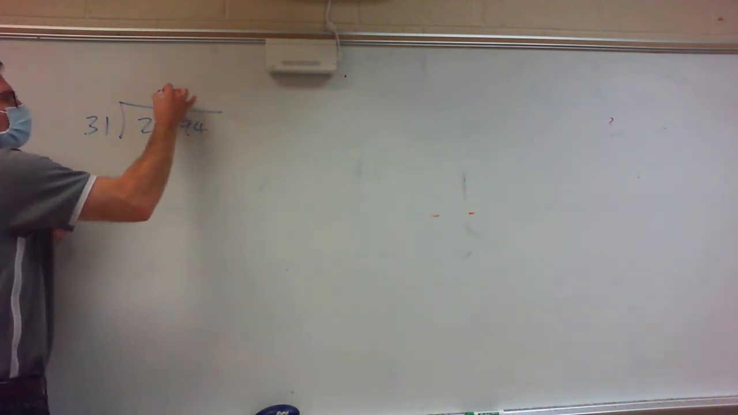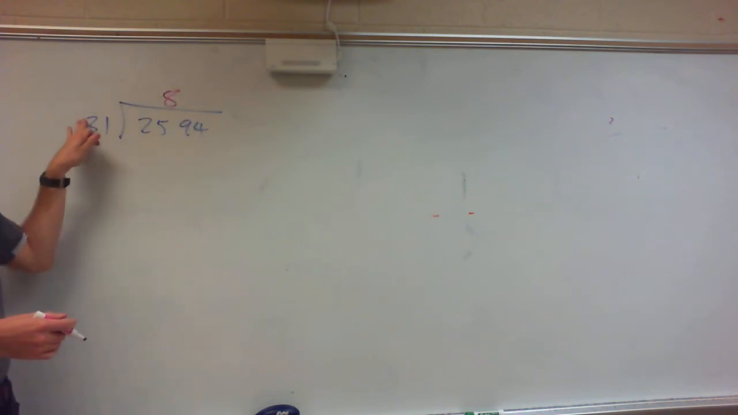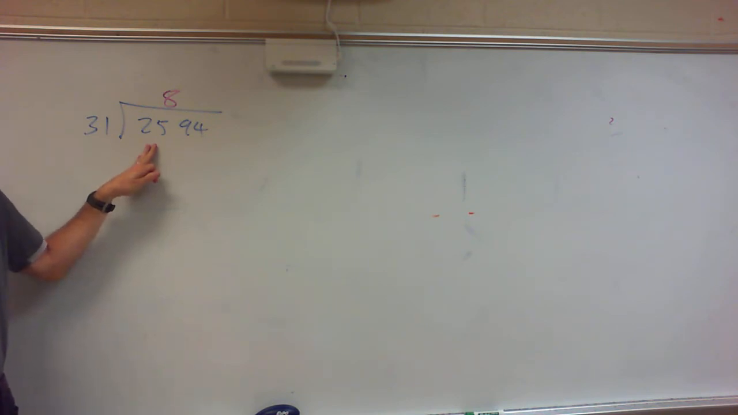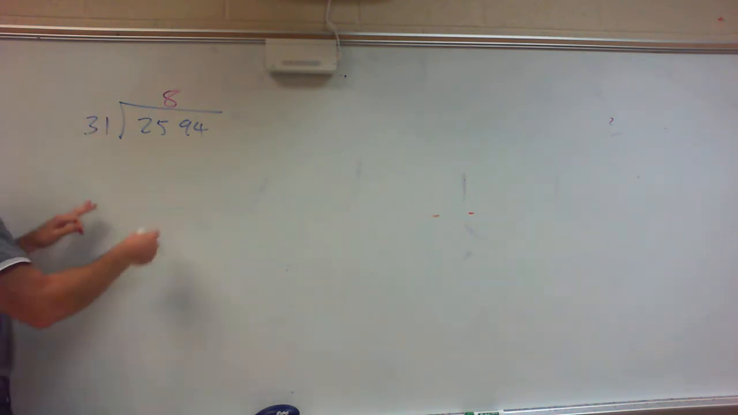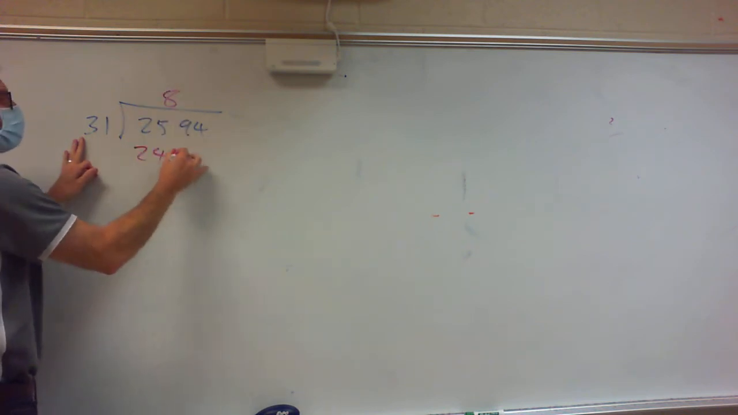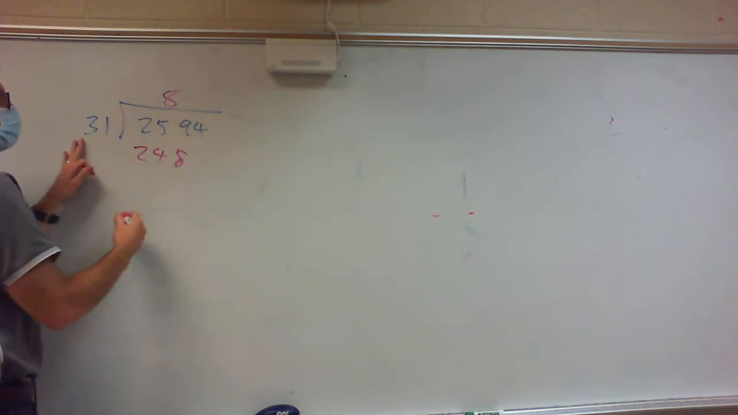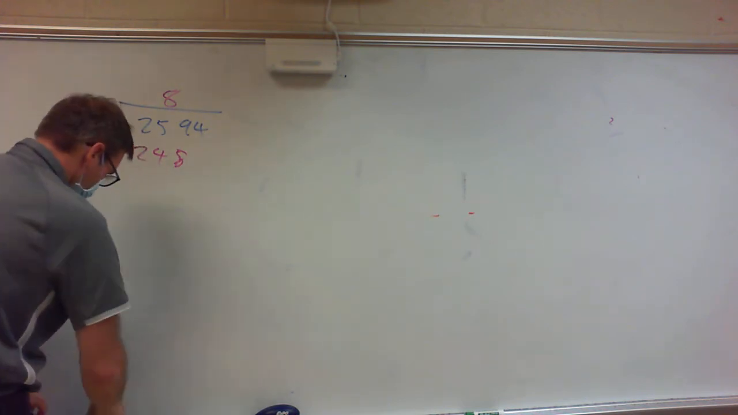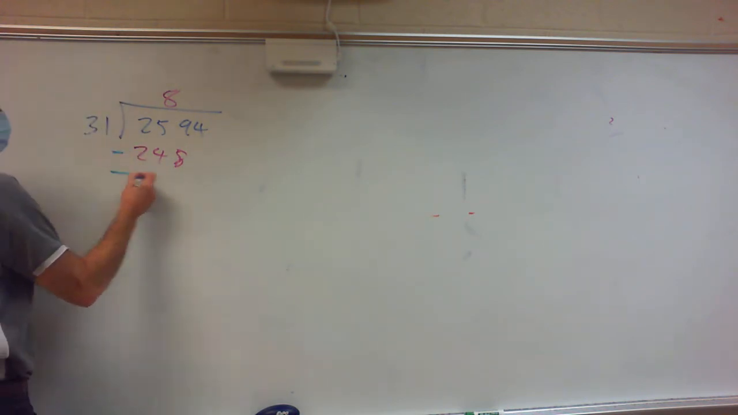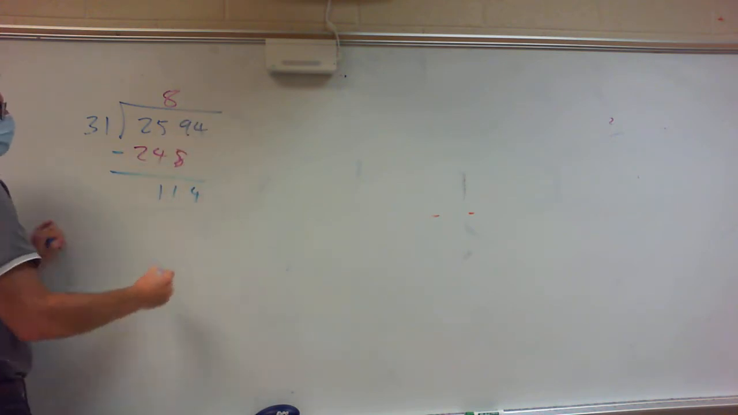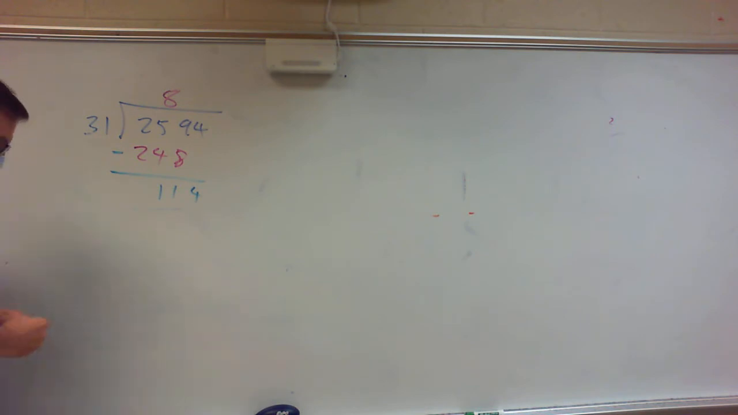My goal is I want 8 times 3 to get really close to 25. Whatever I put here, this times this has got to get close to 25 without going over. So I guess 8. 8 times 3 is going to give me 24. 8 times 1 gives me 8. Then you subtract, and that gives me 11. And you bring the 4 down, and now you do this whole process again.